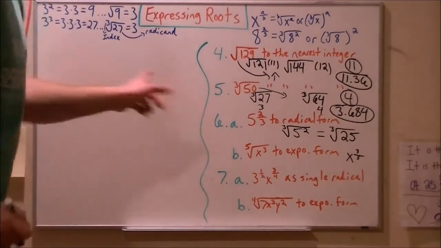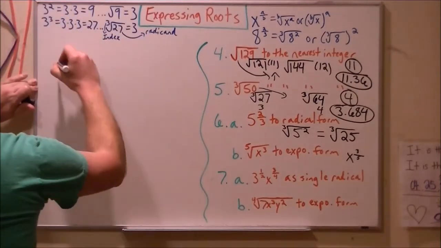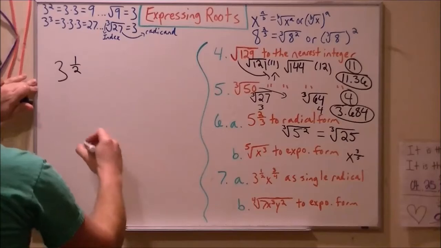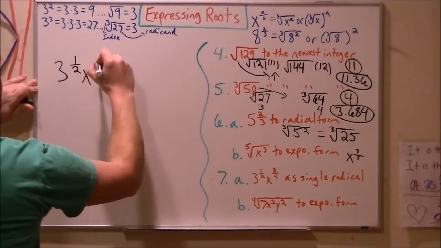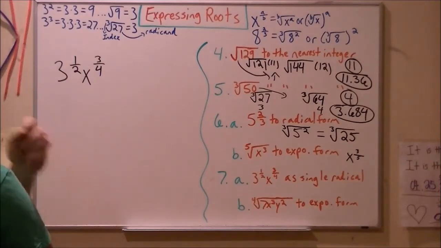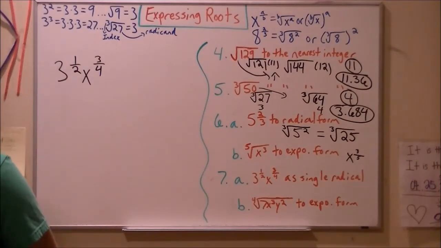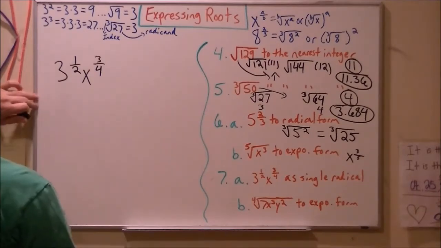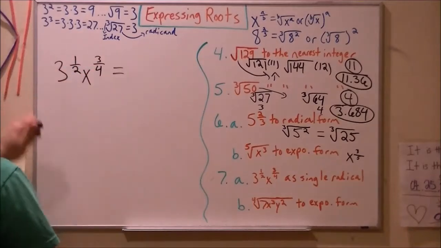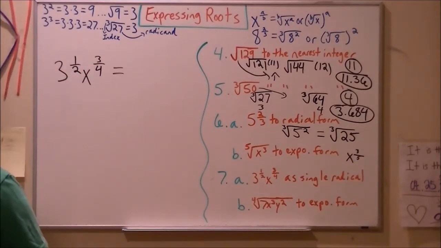Okay, move over here so I have more space. Got better? Big, right? 3 to the 1/2 times x to the 3/4, okay? That's an exponential form, and I need to express this, I am being told, as a single radical. Here's the way I have to do that. I have to turn these into like denominators.